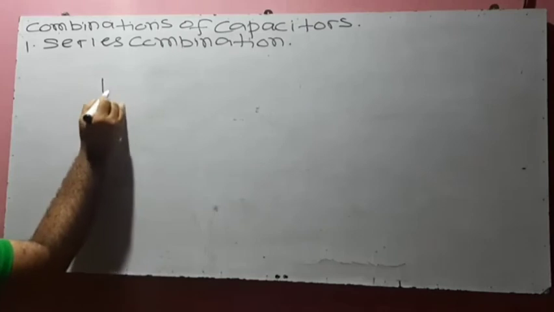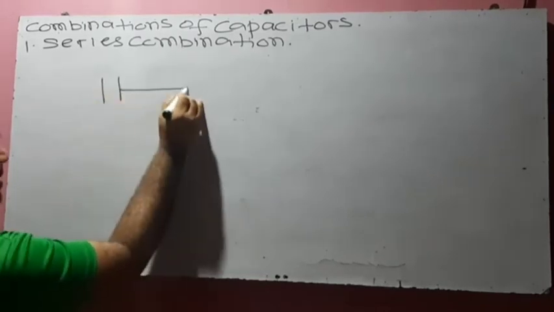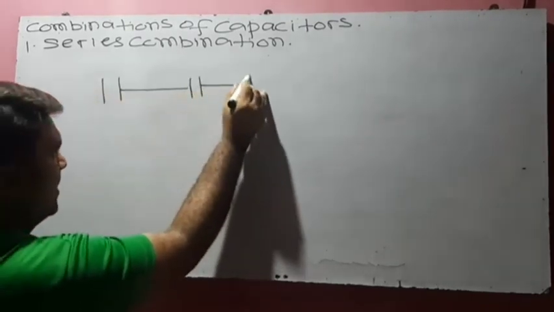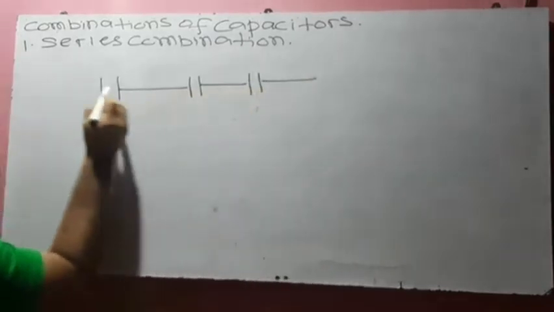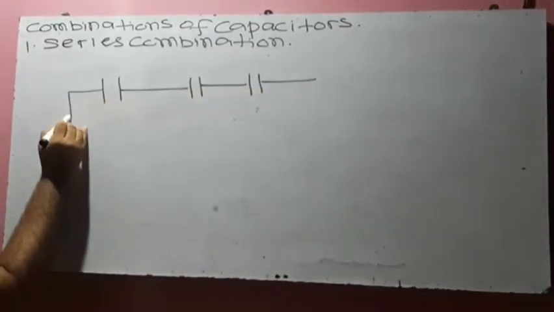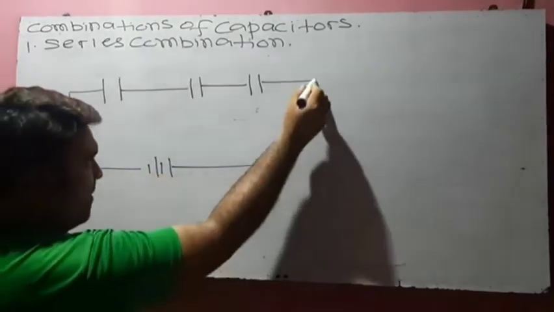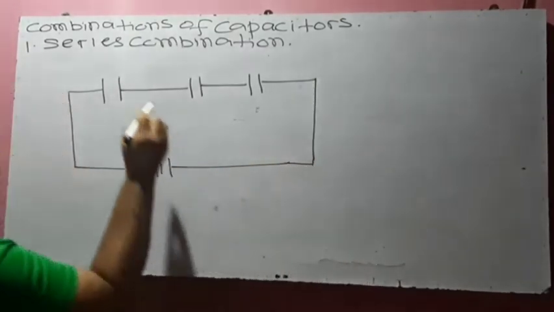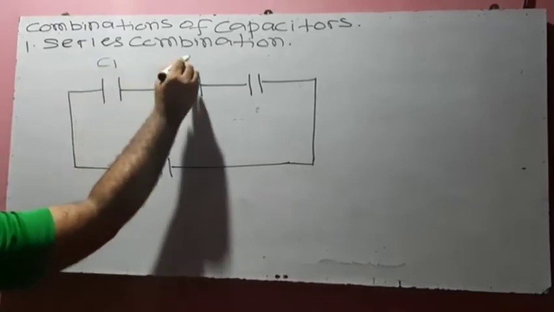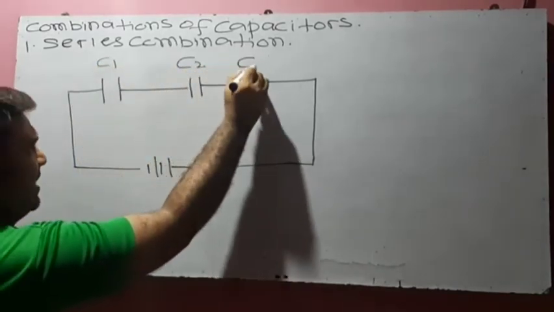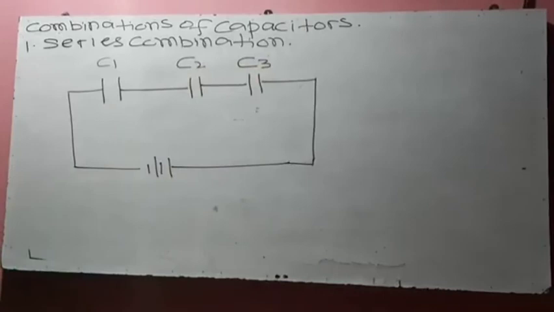Suppose we have 3 capacitors connected in series. This capacitor is C1, this capacitor is C2, this capacitor is C3.